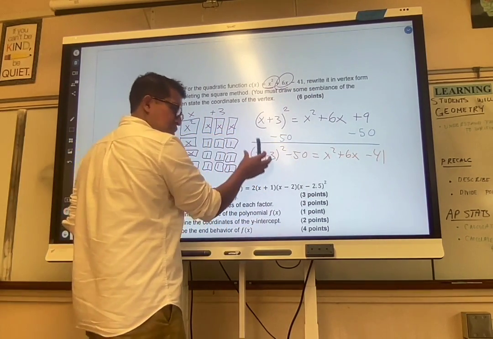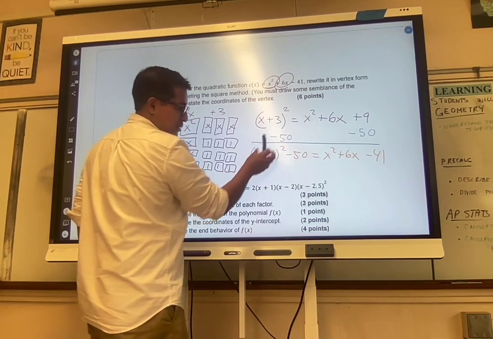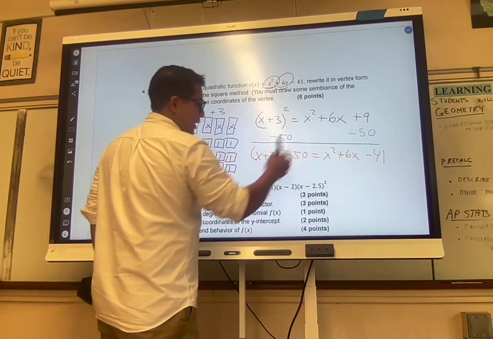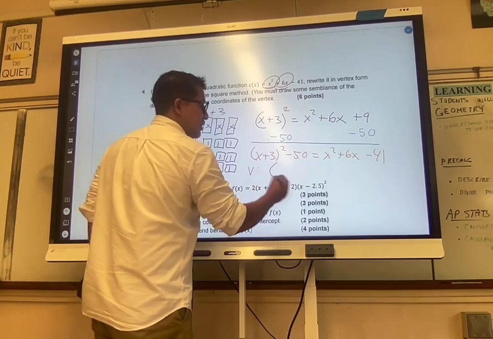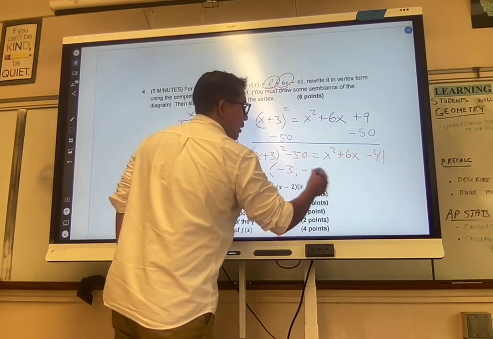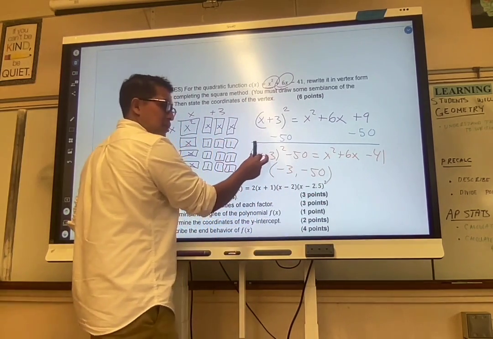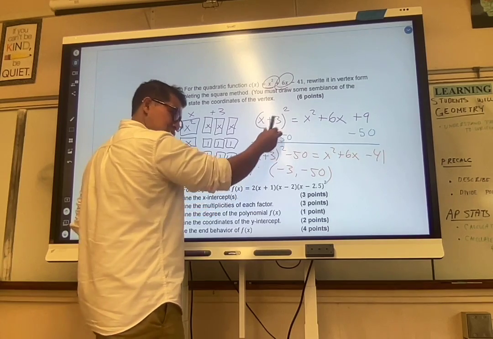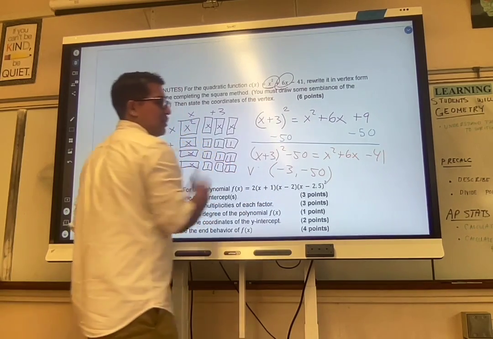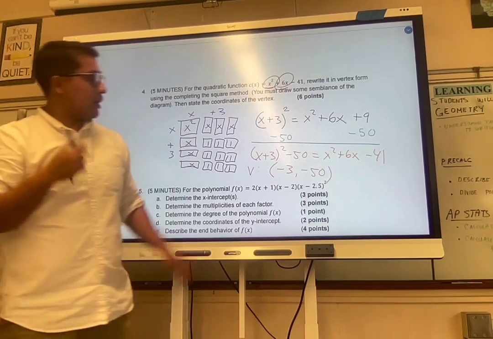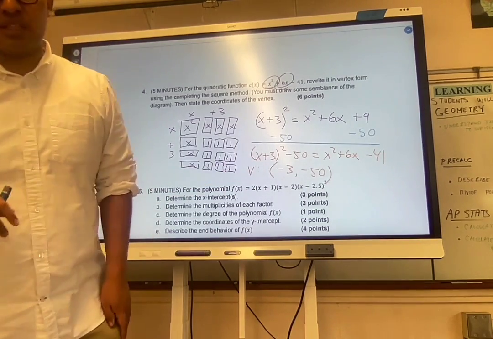We recognize the vertex form because it's always x plus or x minus something squared and then plus some number or minus some number. In this form, I can see the coordinates of the vertex are negative 3 comma minus 50. Remember, we switch the number inside of the x plus or x minus squared thing, and then we keep the number afterwards. That's just simply the y coordinate, okay? So that is how we would do something like question 4. All right, moving on.